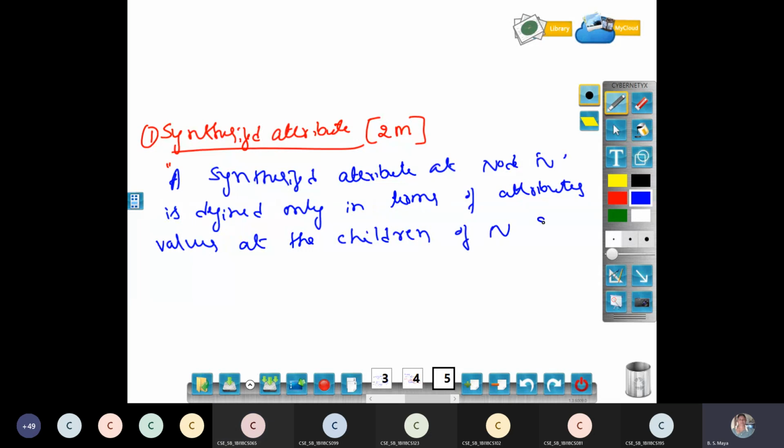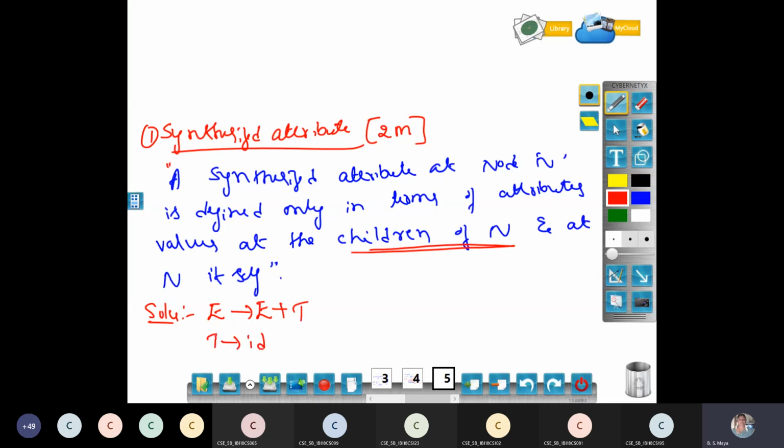of the children of n and at n itself. This is the definition. Read it properly. A synthesized attribute at node n is defined only in terms of attribute values at the children of n and n itself. You can take an example. For example, E derives E plus T, T derives ID. This is a simple example I am taking to define your synthesized attribute.